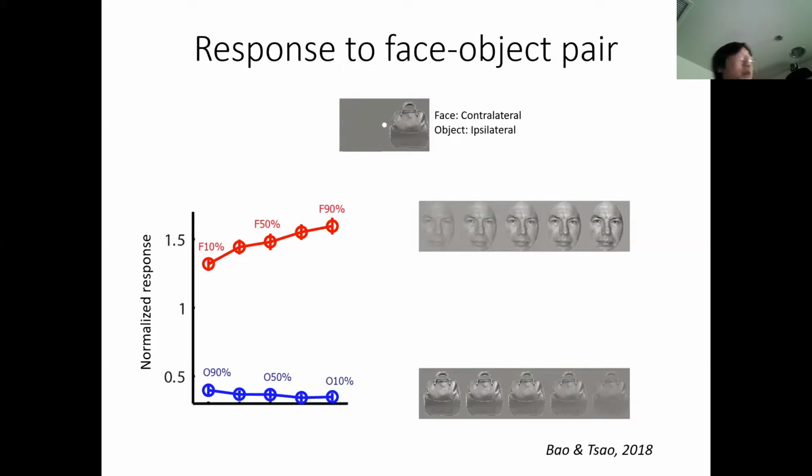Okay, now the question is, when we put a face and object together, how will the cell respond? And here the black line represents the response to the face-object pair. For example, the leftmost point represents the response when we put 10% contrast of face and 90% of object together. As seen in this figure, this black line is very similar to the red lines, which indicates the neuron in the face patch is performing winner-take-all behavior.